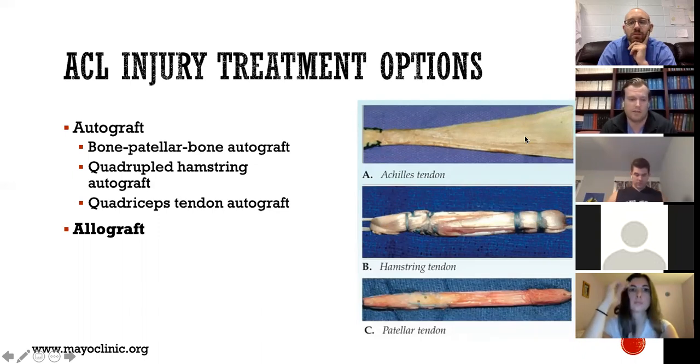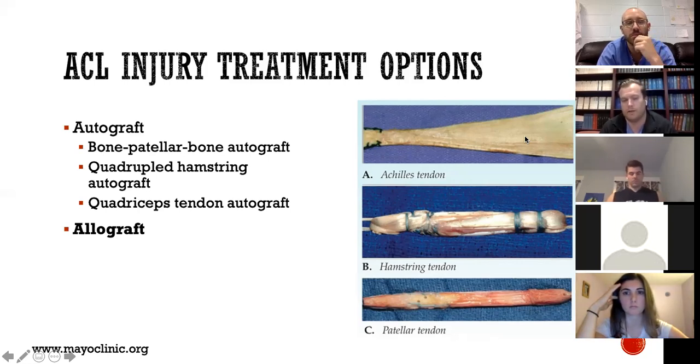Additionally, you can use a hamstring tendon that is prepared the same way that an autograft would be. It again is fixed using suspensory fixation, but it does avoid the risks and the pitfalls that are associated with the actual graft harvest itself.